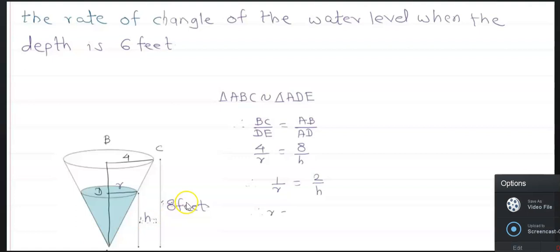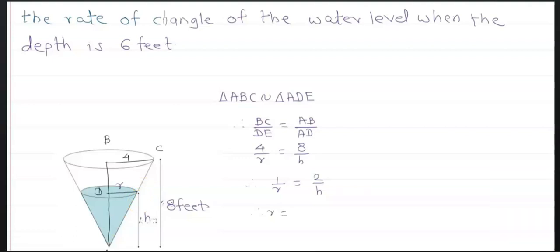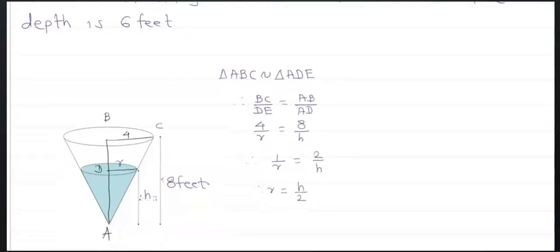Now here are the dimensions. BC is 4 and AB is 8 feet. DE, that is the radius, is equal to r. Next is AD, which is the height when the water is in the cone. Therefore, 4 upon r is equal to 8 upon h, and therefore r is equal to h upon 2.